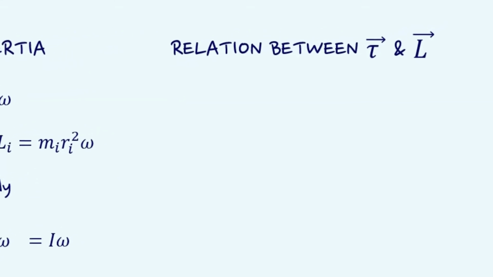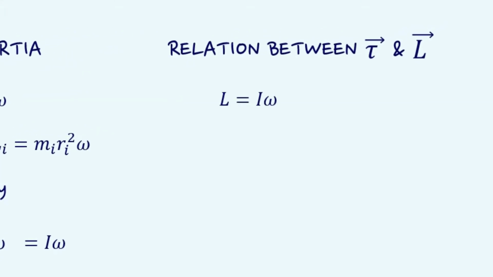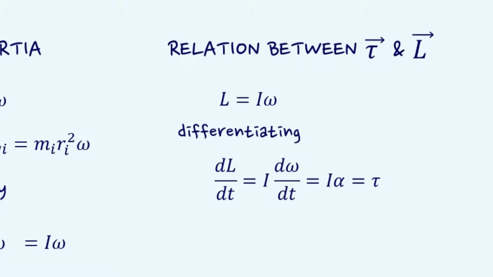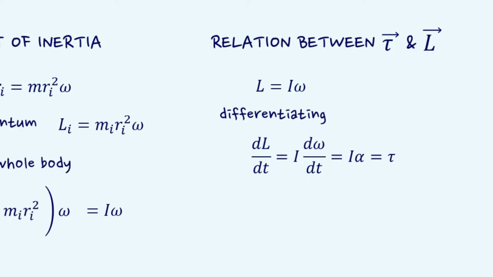Let us begin with the expression for angular momentum in terms of moment of inertia, that is L equal to I times omega. Differentiating this equation with respect to time, we get dL/dt equal to I times alpha, which is equal to tau, or torque. Hence, torque is the time derivative of angular momentum. From the above expression, we can say that if no external torque is applied on a rotating object, then its angular momentum must be conserved, which means moment of inertia times angular velocity should remain conserved.